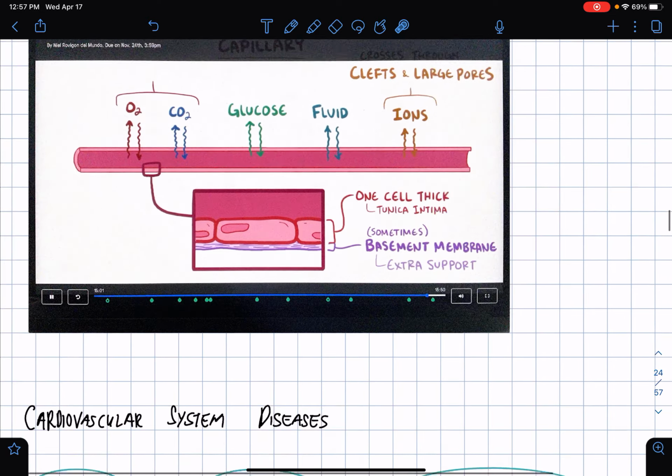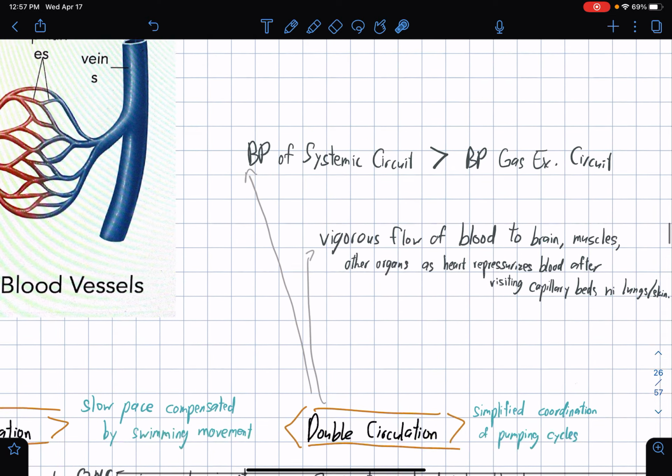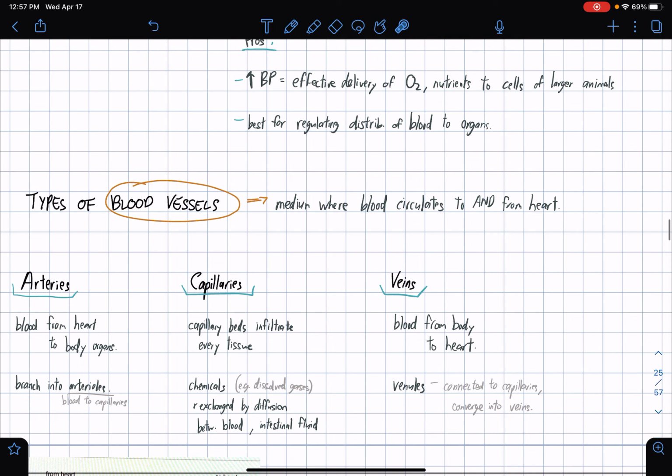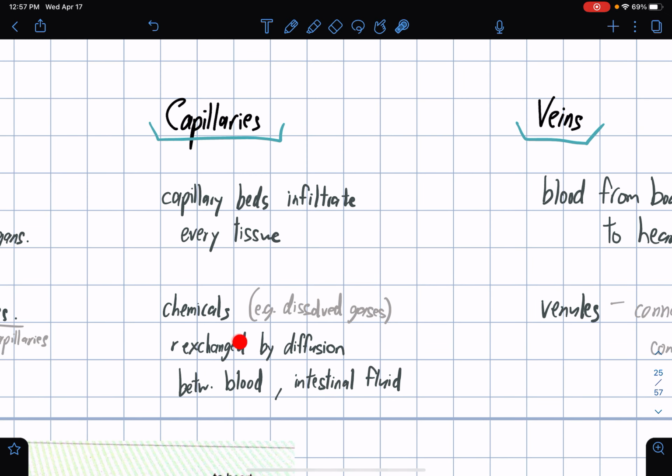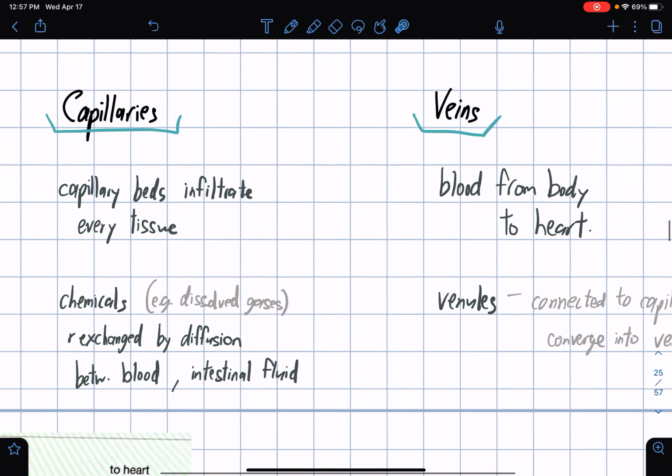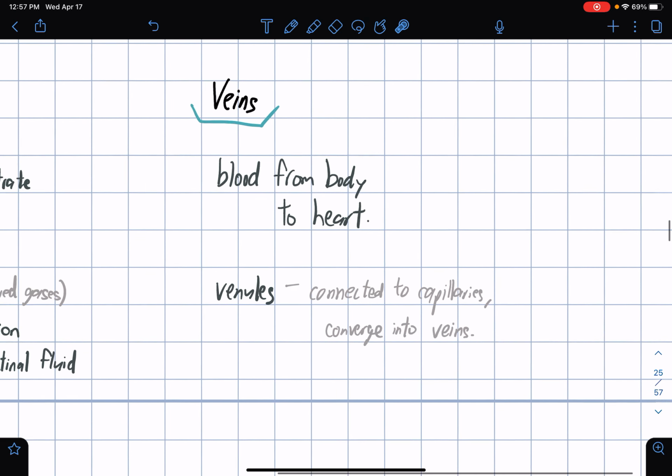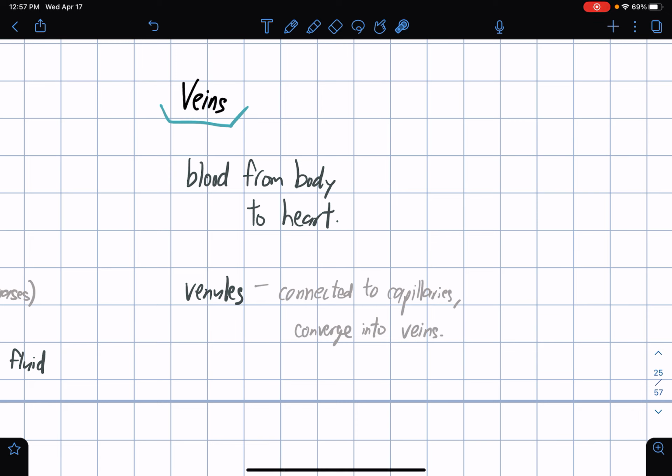Okay, back to where we are. Chemicals, for example dissolved gases, are exchanged by diffusion between blood and the interstitial fluid. Veins are responsible for carrying blood from the body to the heart. So it's like homecoming. And we have venules. They are connected to capillaries and they converge into veins.